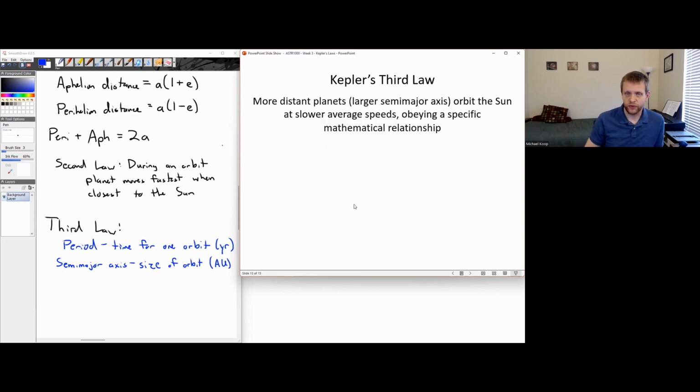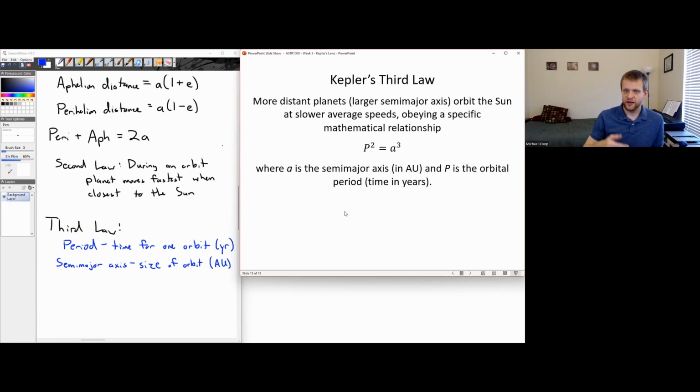So again, more distant planets with a larger semi-major axis orbit the sun at slower average speeds and obey a specific mathematical relationship. And that is the period squared equals the semi-major axis cubed, where again, a is the semi-major axis in AU, and P is the orbital period. Now, I should mention that this equation is specific for objects that are orbiting around our sun. If you have an object that's orbiting around something else, there are some modifications that you need to make to this. So this is only going to work for planets orbiting around sun-like stars.